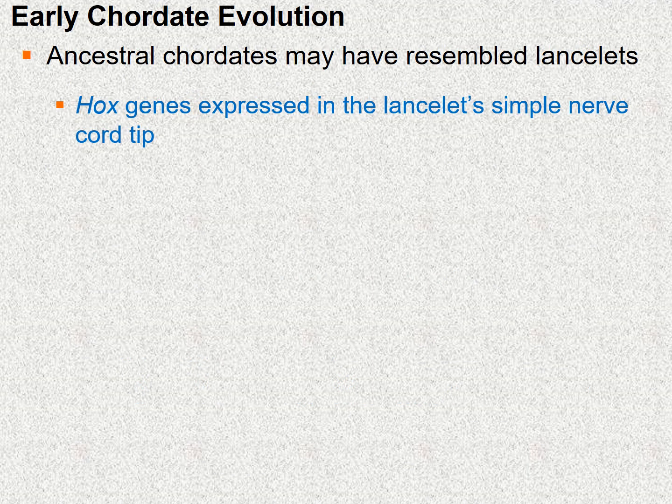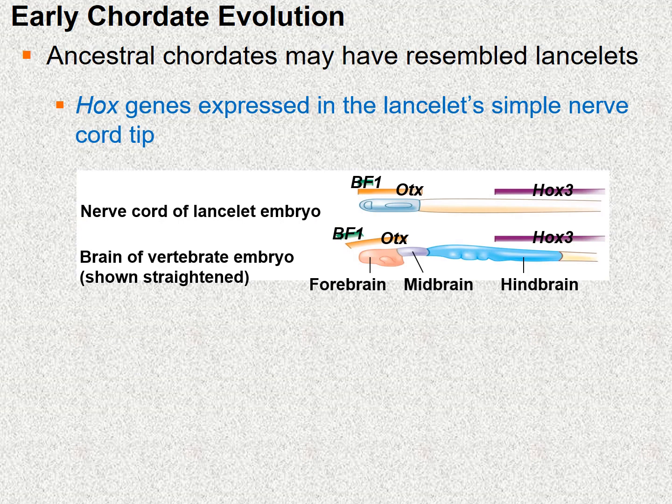If we look at early chordate evolution, the ancestral chordates may have resembled lancelets, and the characteristics of the lancelets and the nerve cord within the lancelets suggest that the lancelets are the basal group. So in the lancelets, the Hox genes that organize the brain are expressed in the tip of the nerve cord. And these are very similar to the Hox genes that organize the vertebrate brain. Of course, the vertebrates evolved much later. So here we're talking about early chordates and the evolution of chordates all the way through to vertebrates.